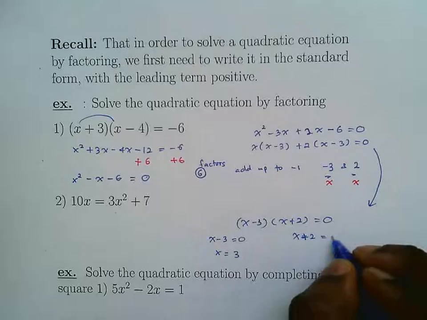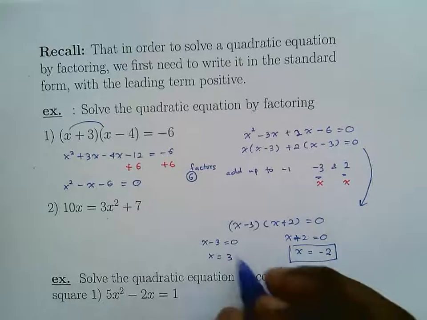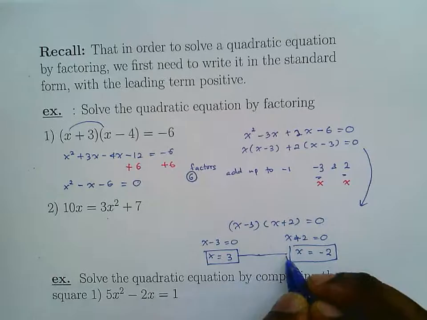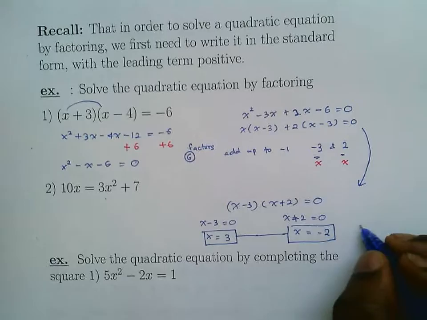So this is a quadratic equation. It's a polynomial. You don't have to check the answers. Once you get it, these answers are good. So the answers for the quadratic equation are 3 and negative 2. Or you can write it like this: x is in the set 3 and negative 2.